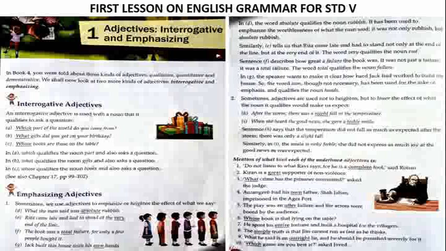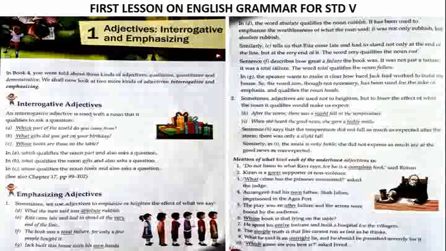Bit number D. What the man said was absolute rubbish. Here the word absolute qualifies the noun rubbish. It has been used to emphasize or put stress on the worthlessness of what the man said. It was not only rubbish but absolute rubbish.